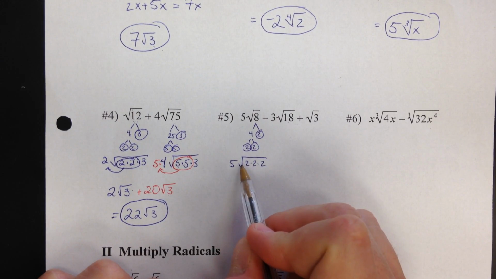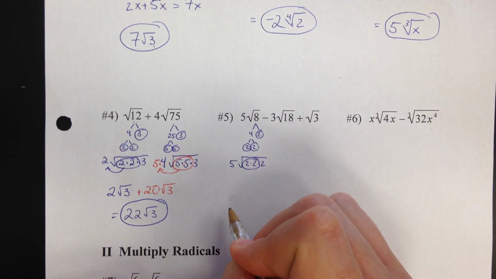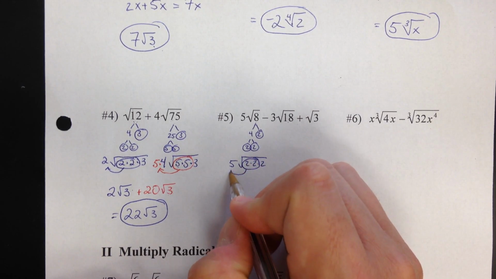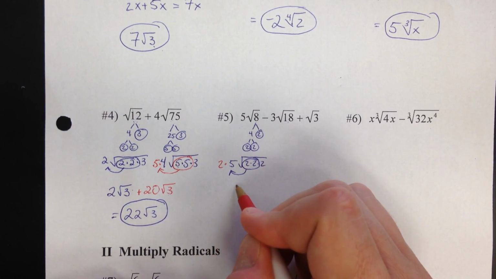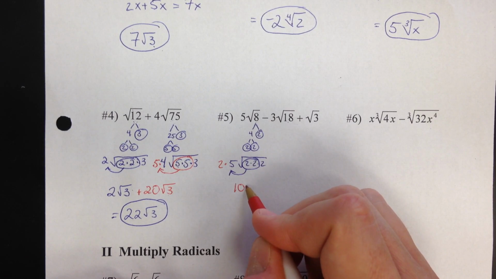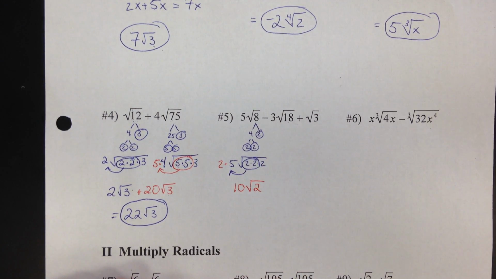I'm looking for a pair to pull out of a square root. 2 times 2 is a perfect square. That's 4. The square root of 4 is 2. So that's a 2 out there. 10, 2 times 5, square root, and then the 2 is left over. All right, so that's good.